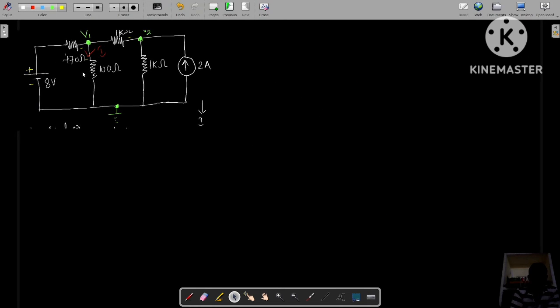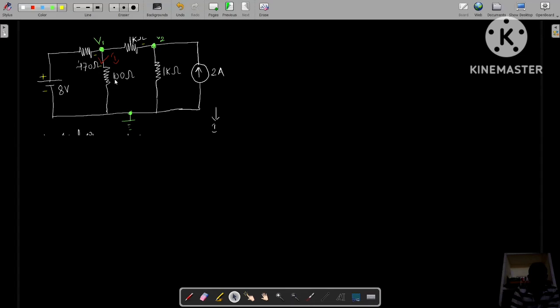Let me bring it to the top. So I am taking the same circuit. Here the 1 kilo ohm resistance is missing every time, no problem, and all the remaining are the same. Okay, 470, 100, 1 kilo ohm, and 8 volts, 2 amperes. Now let me apply Thevenin's theorem.